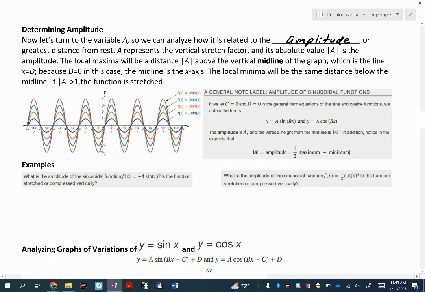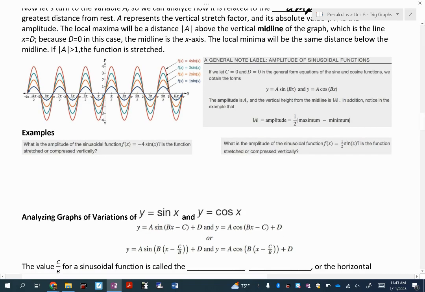All right, so if there's a negative in front of it, all that's going to do is mean that we're going to have a reflection, and I'll talk later about what happens when you have that negative. All right, so the absolute value of A is the amplitude. That's the distance from the top to the midline. So there's two ways to find it. You can just use A, or you can always do your highest point minus your lowest point and then cut it in half. That will be the amplitude as well.